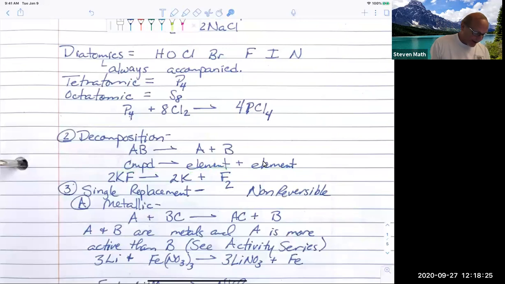In this case, I have potassium fluoride. We're going to break it apart into potassium and fluorine. Watching out for our diatomic again. Fluorine is diatomic, so to balance it out, we have to put a 2 in front and a 2 in front. Those are decomposition reactions.